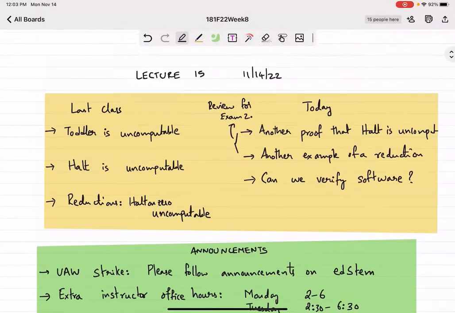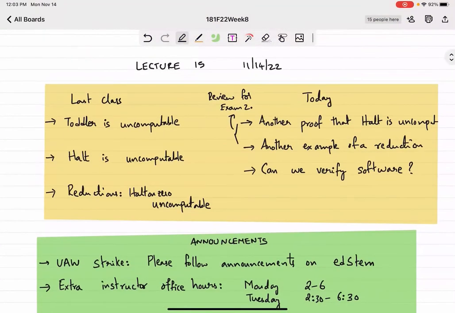So with that out of the way, let me now talk about what we're going to talk about today. So first thing is, last class, we talked about many important results. So we saw that toddler is uncomputable. We saw that the halting problem was uncomputable. And then we introduced this notion of reductions and used them to show that halt on 0 is uncomputable.